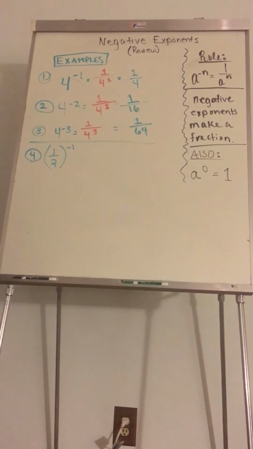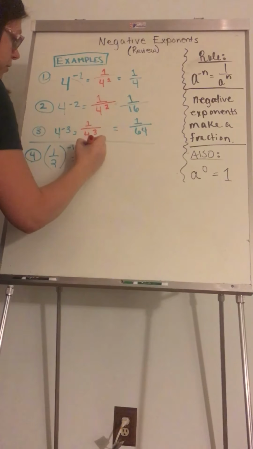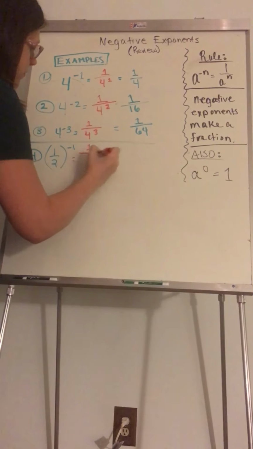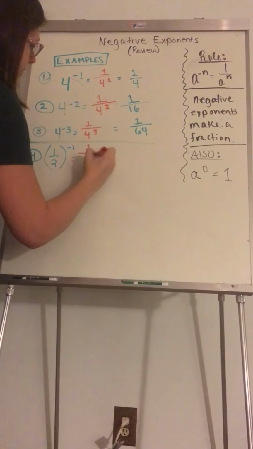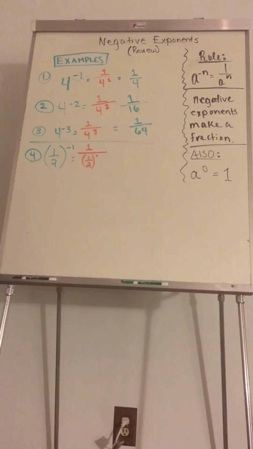What I again do is this. I just put it under 1. 1 over 1/2 to the 1st power. Okay? Now, what this is saying is, because you remember the fraction bar is also a division bar. Another way to read this is 1 divided by 1/2.